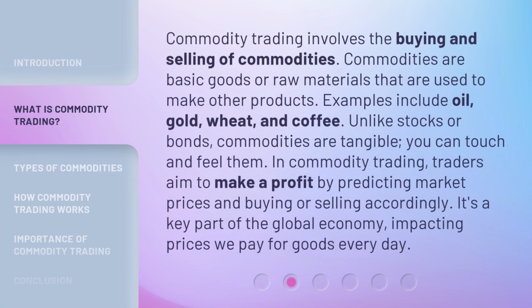Commodity trading involves the buying and selling of commodities. Commodities are basic goods or raw materials that are used to make other products. Examples include oil, gold, wheat, and coffee. Unlike stocks or bonds, commodities are tangible. You can touch and feel them. In commodity trading, traders aim to make a profit by predicting market prices and buying or selling accordingly. It's a key part of the global economy, impacting prices we pay for goods every day.